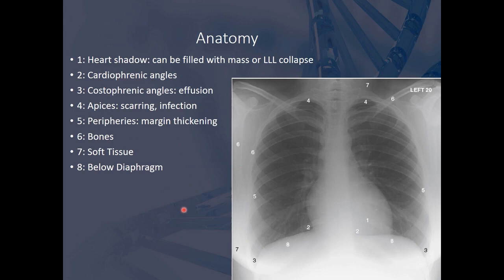So we're looking at our anatomy. So different things to look at here. So we're looking at our actual heart shadow itself. Cardiophrenic angles, costophrenic angles, the apexes of our lungs, the peripheries of the lungs, of course the bones, the generalized soft tissue, and then the diaphragm itself.